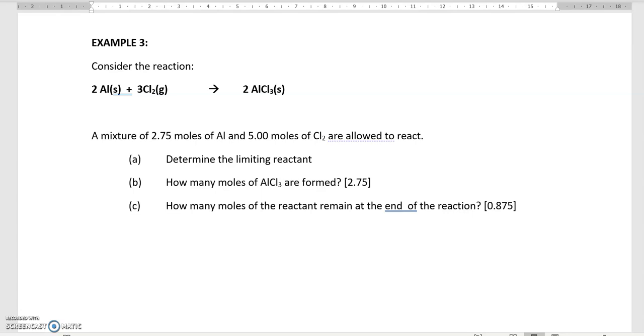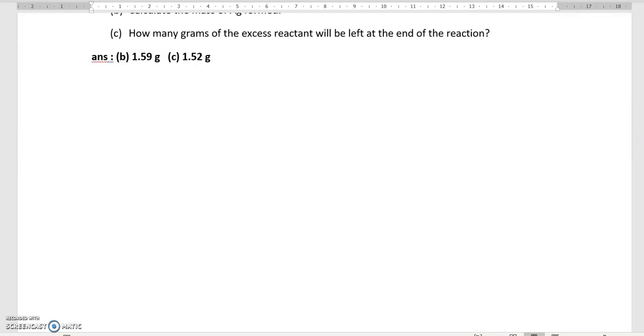Example 3. Consider the reaction: 2 mole of aluminium reacted with 3 mole of chlorine produce 2 mole of aluminium trichloride. A mixture of 2.75 mole aluminium and 5 mole chlorine are allowed to react. Determine the limiting reactant. Okay, so we proceed to our first step to determine our limiting reactant.